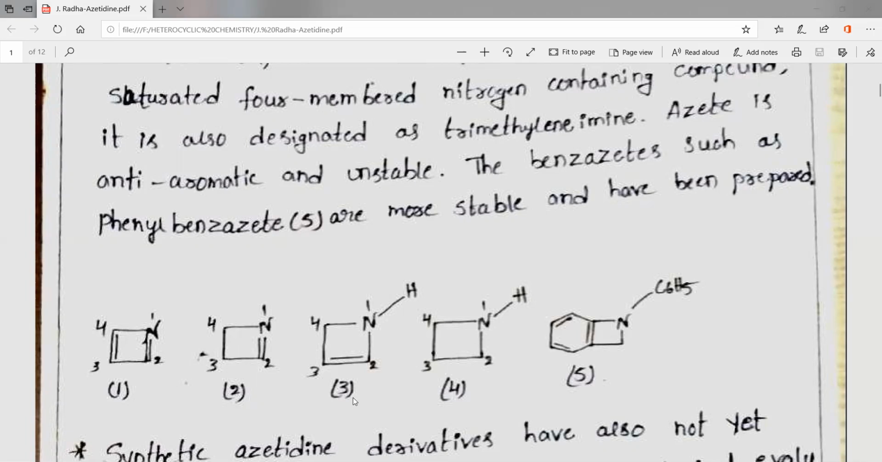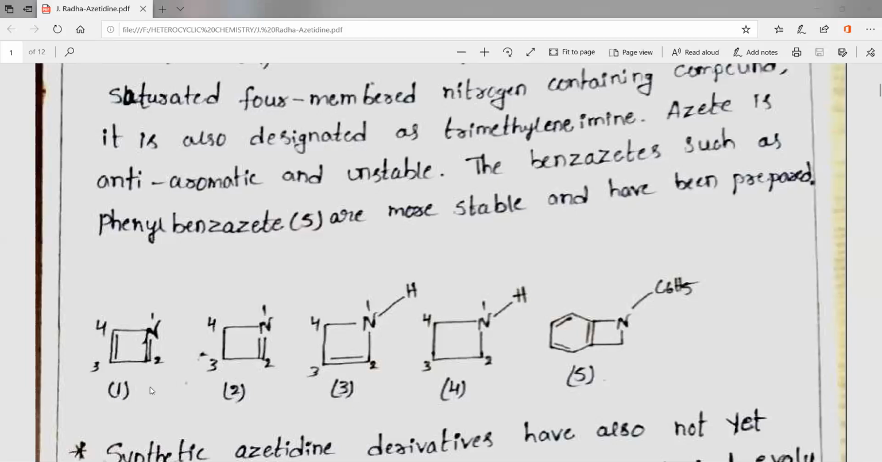So if we look at structures 3 and 2, they contain one double bond. So this is 1-azetine. The double bond is between N1 and C2. It is called 1-azetine. It is a partially unsaturated form of azetidine. Similarly, structure 3 is 2-azetine. So the double bond is between the second and third carbon. It is 2-azetine. It is also a partially unsaturated form of azetidine.